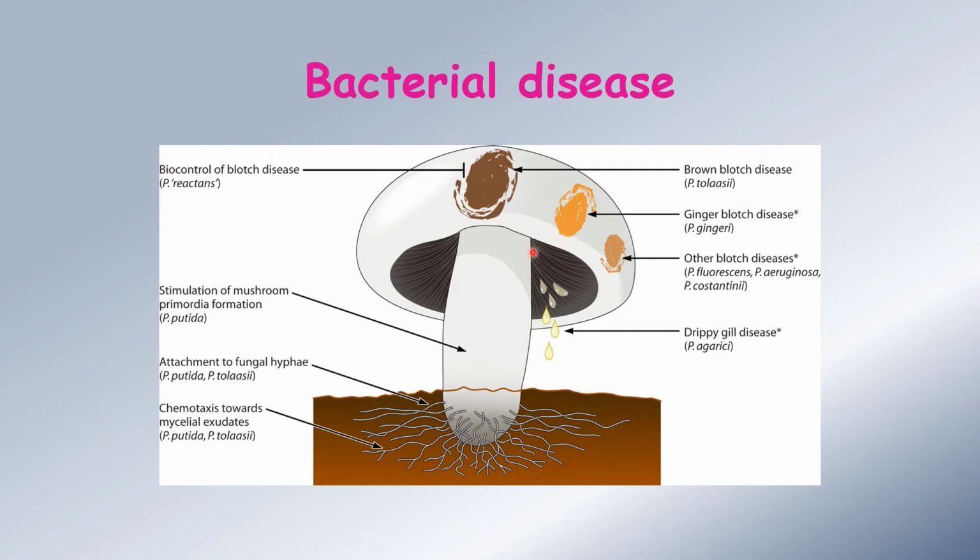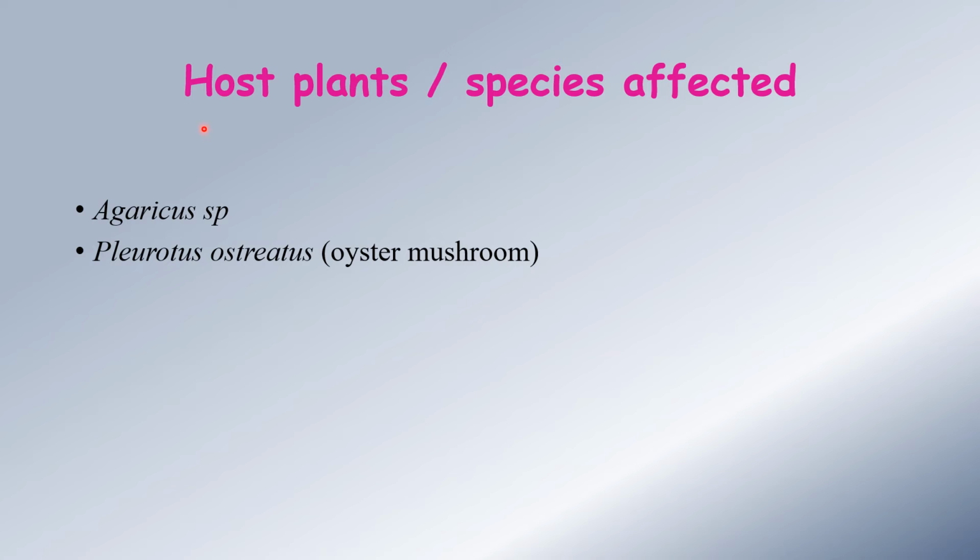And this is the drippy gill, which means the bacterial pathogen oozes out from the gills of the mushrooms. Drippy gill majorly affects the mushroom species Agaricus and Pleurotus, especially Agaricus species, Agaricus bisporus and Agaricus campestris, that is button mushroom. And the next species, Pleurotus ostreatus, that is oyster mushroom.